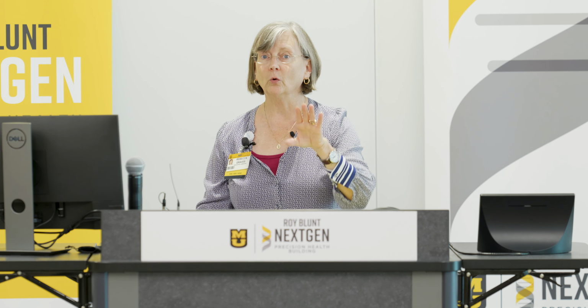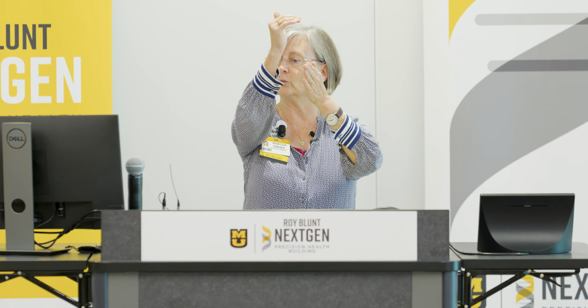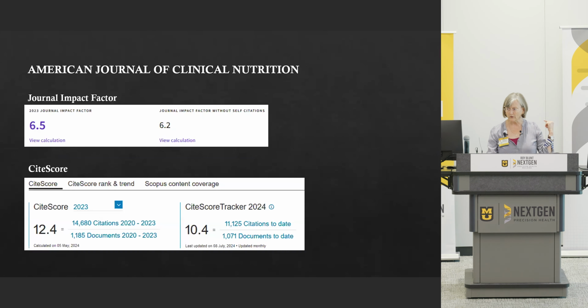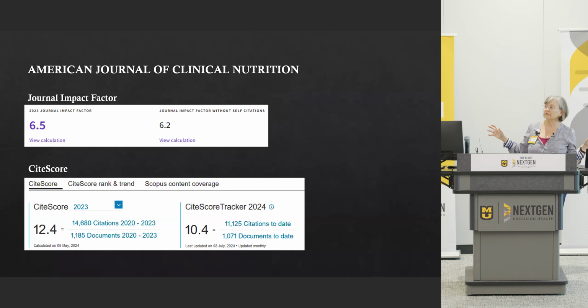And also if you have a career plan of where you want to go, check with the folks that you're aiming for, what they're counting, what's important to them. So this is just what it looks like. I picked the American Journal of Clinical Nutrition, and its impact factor is 6.5. Through Scopus, its site score is 12.4. You can see the numbers are wildly different.